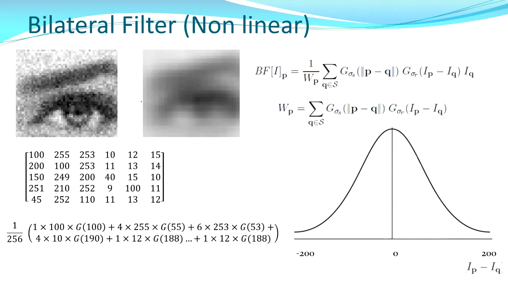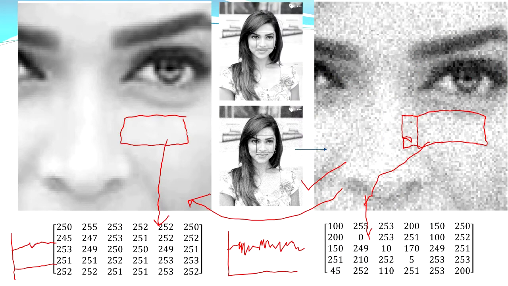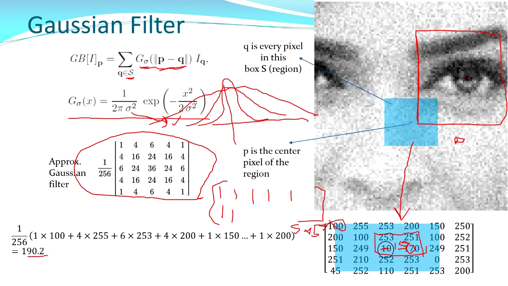So let us see what the bilateral filter is doing. In the bilateral filter we are using two Gaussian filters. If you remember in the previous case where I just discussed the Gaussian filter, there was only one Gaussian filter that I was using, and that is based on the distance. That is p minus q. So p is telling me the position.